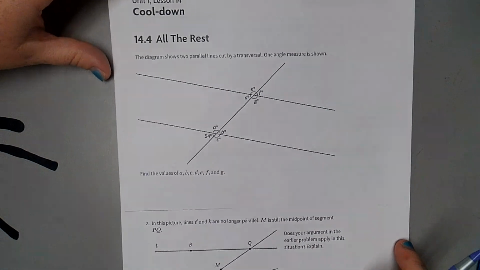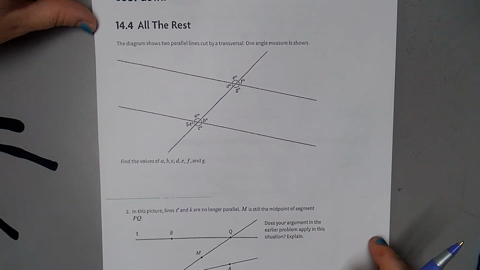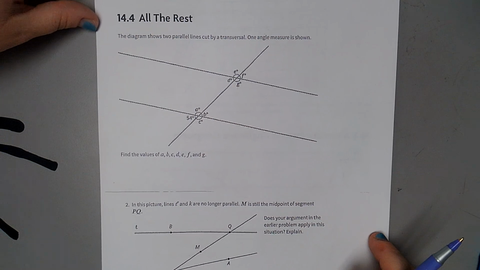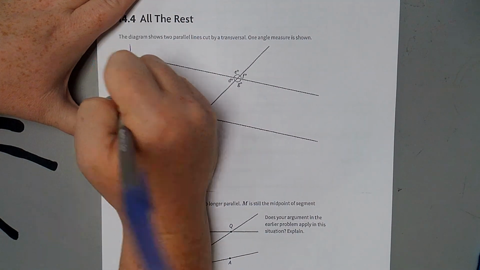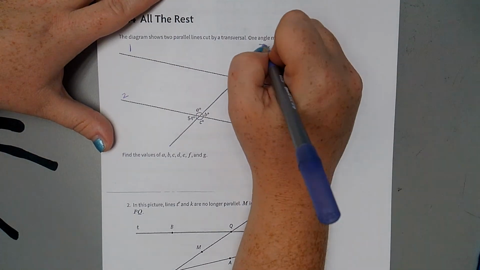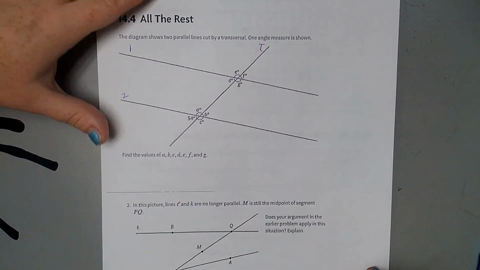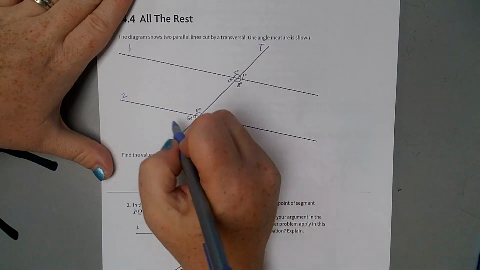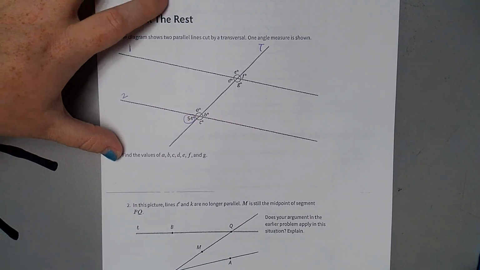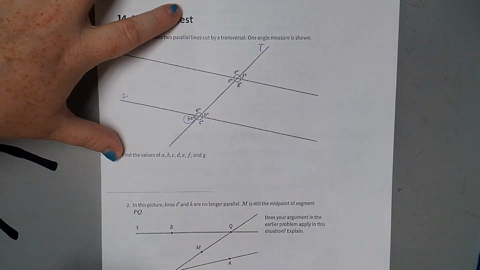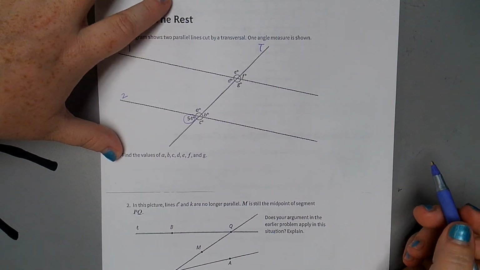Cool down. The diagram shows two parallel lines, line 1 and line 2, cut by a transversal, line T. One angle measure is shown. Find the values of A, B, C, D, E, F, G. We can do all that.